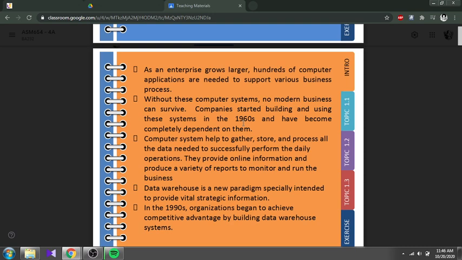Even in a restaurant, they have this POS system, point of sales, to record all the transactions and orders of the restaurant, and how they manage their inventories and so on. Computer systems help to gather, store and process all the data needed to successfully perform the daily operation. As I said, they provide online information and produce a variety of reports to monitor and run the business.